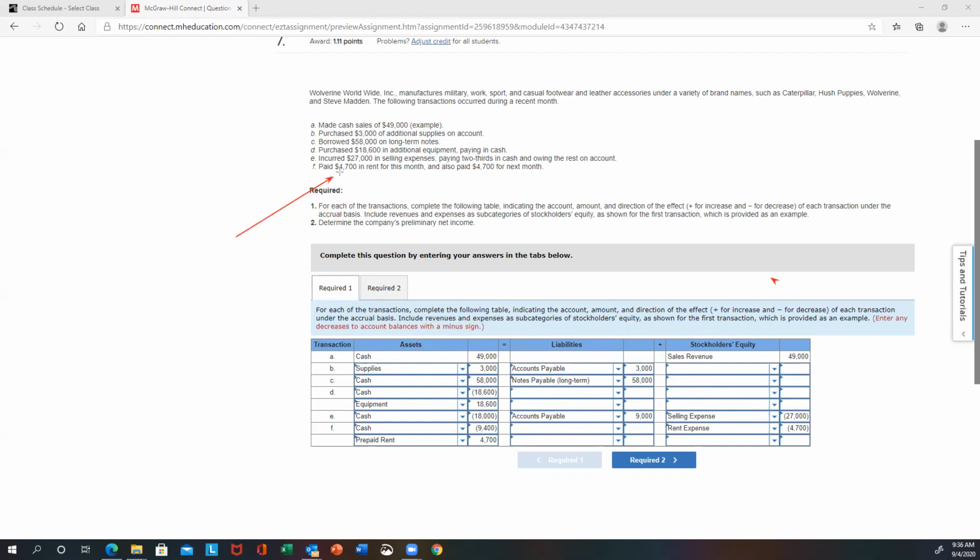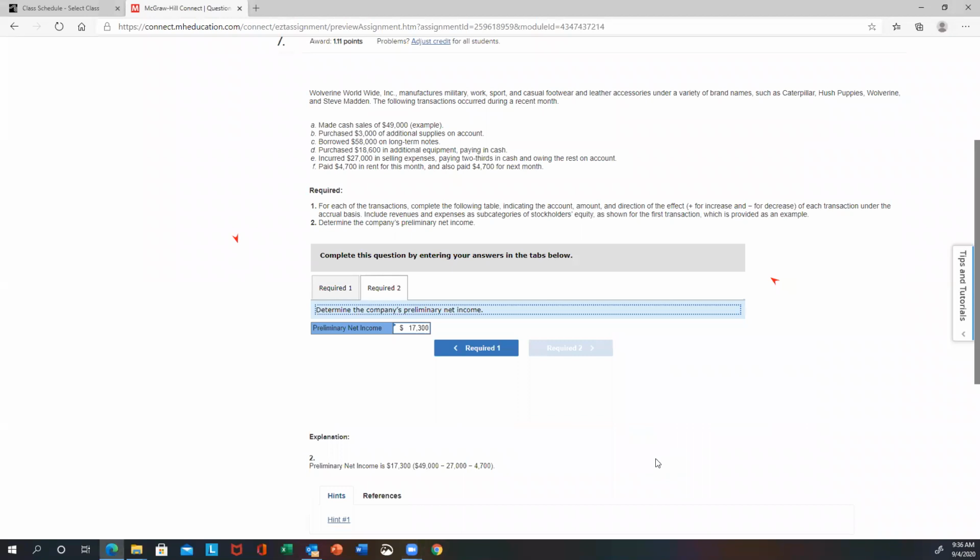Last one says you paid the rent and also paid for the next month's rent. So you've got the $9,400 coming out of cash. And of course, you've got the prepaid rent. And then the other $4,700 would just go right to rent expense because that's going to be for the current month.